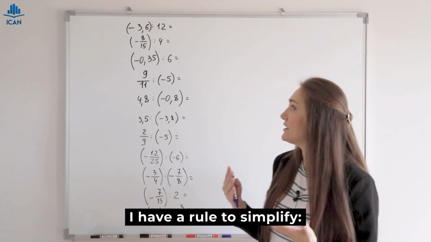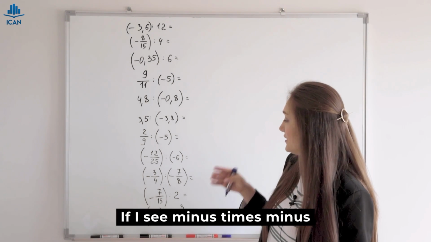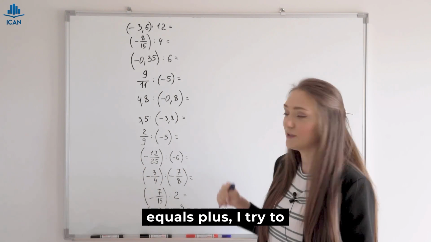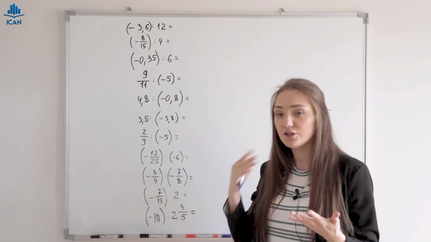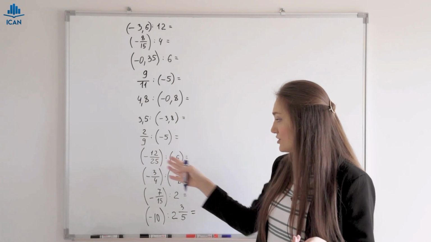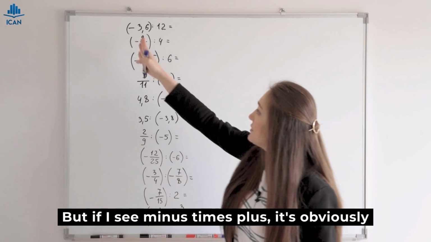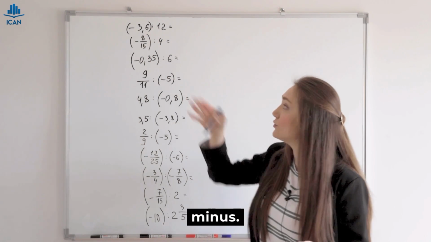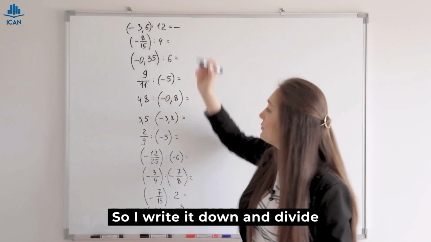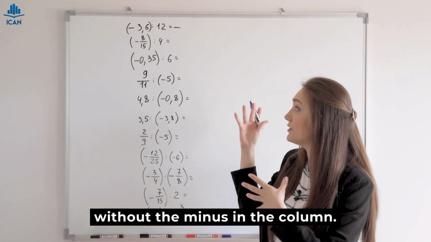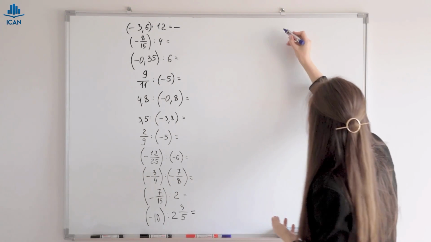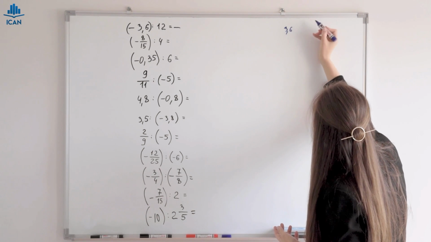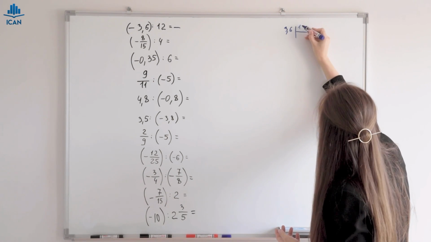I have a rule to simplify. If I see minus times minus equals plus, I try to remove these minuses right at the start. But if I see minus times plus, it's obviously minus. So I write it down and divide without the minus in the column. Let's write it down. We're dividing by 12.